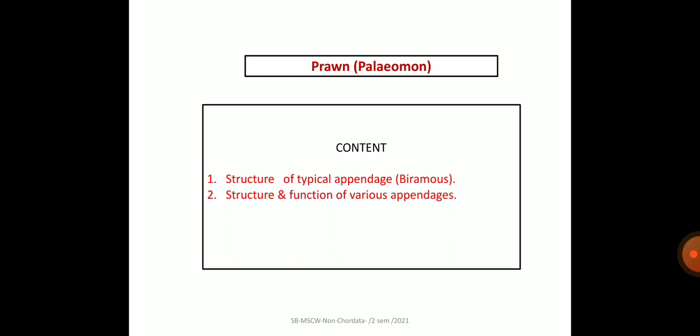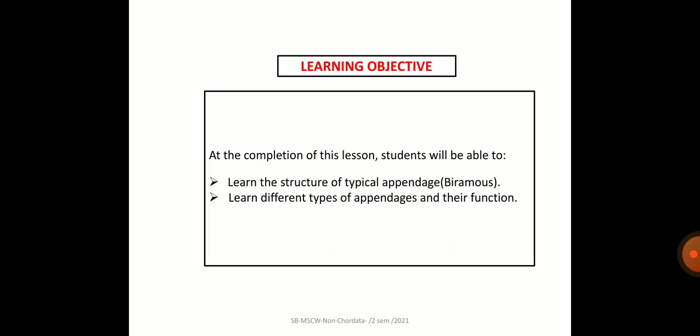And the content of this particular session is to learn the structure of typical appendage and also the structure and function of various appendages in case of Palemon. Learning objective. So after this lecture, the students will be able to learn the structure of typical appendage, that is called biramous appendages, and also learn and understand the different types of appendages and their functions in the prawn called Palemon.